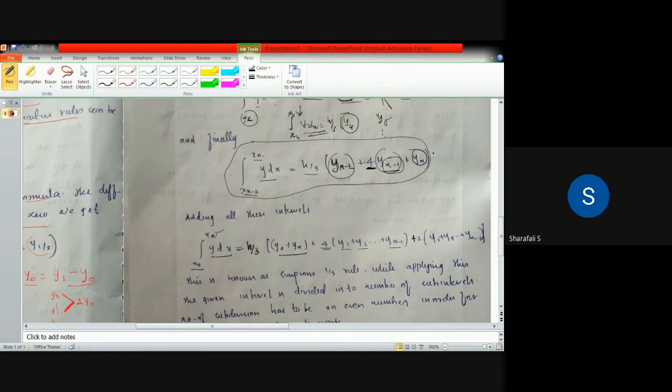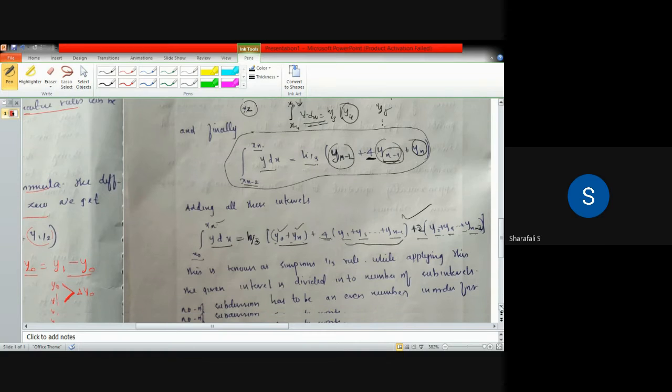So in general, we can write it like this. It is 2 times y2, y4, y6, and so on, up to yn minus 2. yn we have already taken here, y0 also we have taken here. So it is y0 plus yn plus 4 times the odd terms, y1, y3, y5, etc., up to yn minus 1, and 2 times y2, y4, y6, etc., up to yn minus 2. Okay, so this is the equation for Simpson's rule.